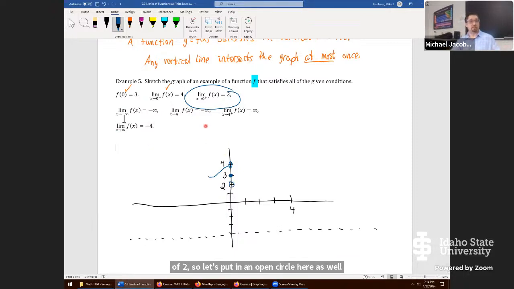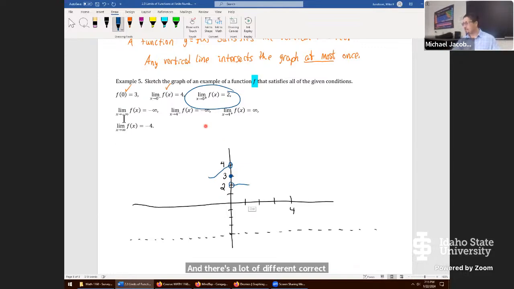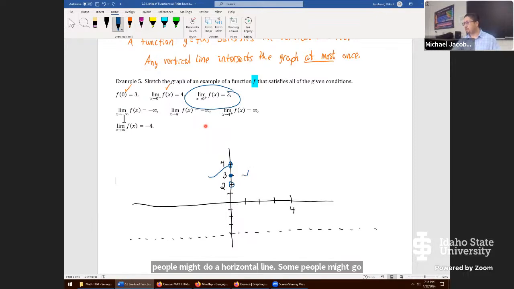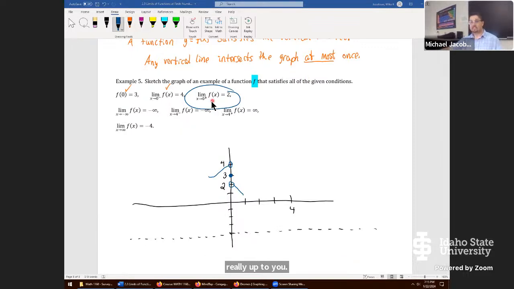And there's a lot of different correct responses. Some people might do a horizontal line. Some people might go a little bit fancier and make it squiggle a little bit, maybe something like that. I wouldn't go too fancy. That one looks a little bit suspicious. Or you might let it come in like this. Really up to you. Just has to pass the vertical line test and satisfy that limit at the same time.